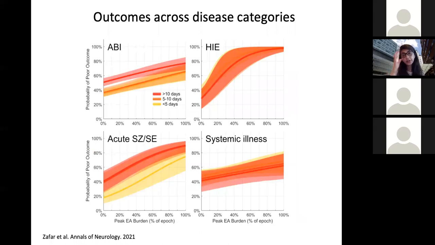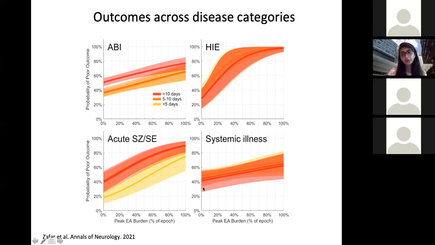Finally, we tried to see if this finding holds true across different disease categories. We looked at patients who had an acute structural brain injury. We looked at patients who had hypoxic ischemic encephalopathy, patients that presented with acute seizures or status epilepticus in the absence of a structural brain injury and in the absence of hypoxic ischemic encephalopathy, and then patients that had a systemic illness, which could be respiratory failure, cardiac failure, acute kidney injury, but in the absence of any acute structural brain injury, HIE or seizure. So these are all mutually exclusive.